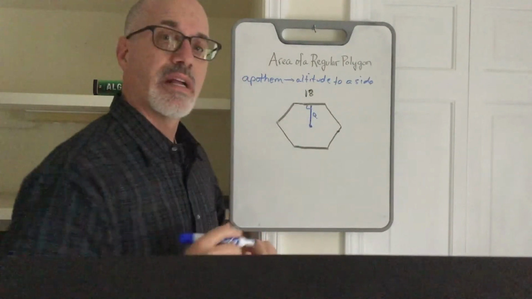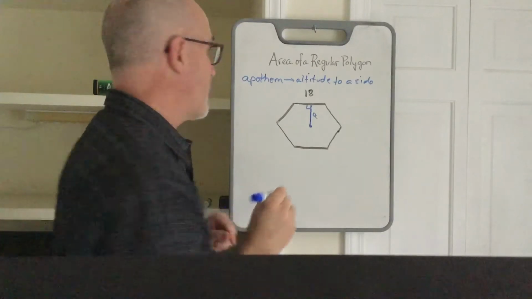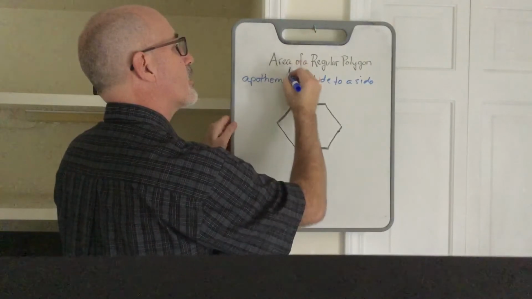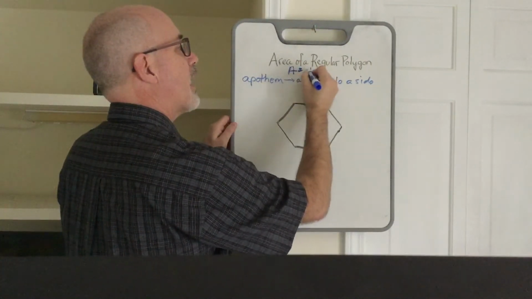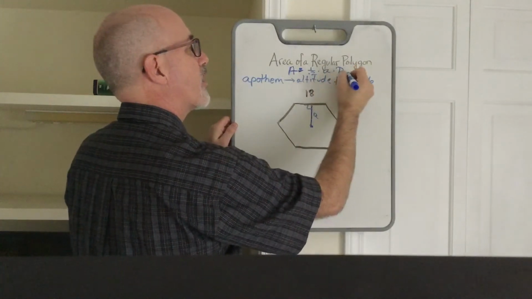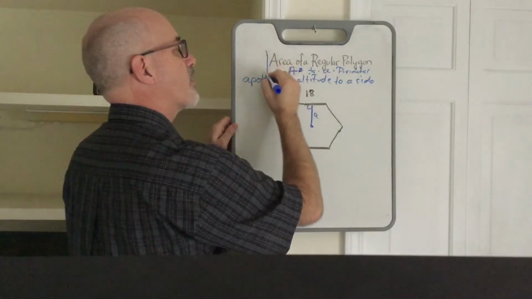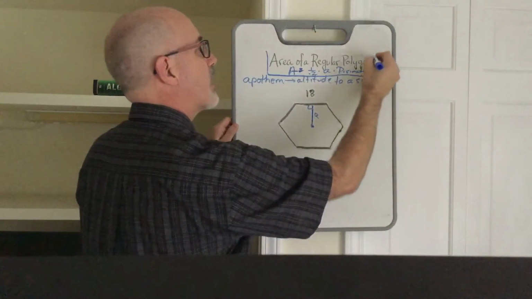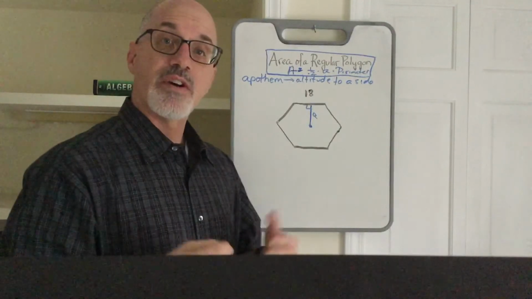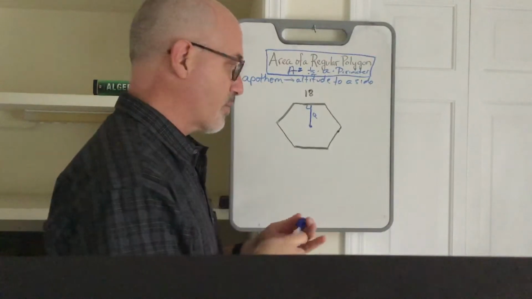So that means our area formula for this is going to be area equals 1/2 times the apothem times the perimeter. So there is our formula for the area of a regular polygon. Now we're going to use that to do this problem, and it's going to involve some trig. It will also be a reminder of some of our special right triangles.